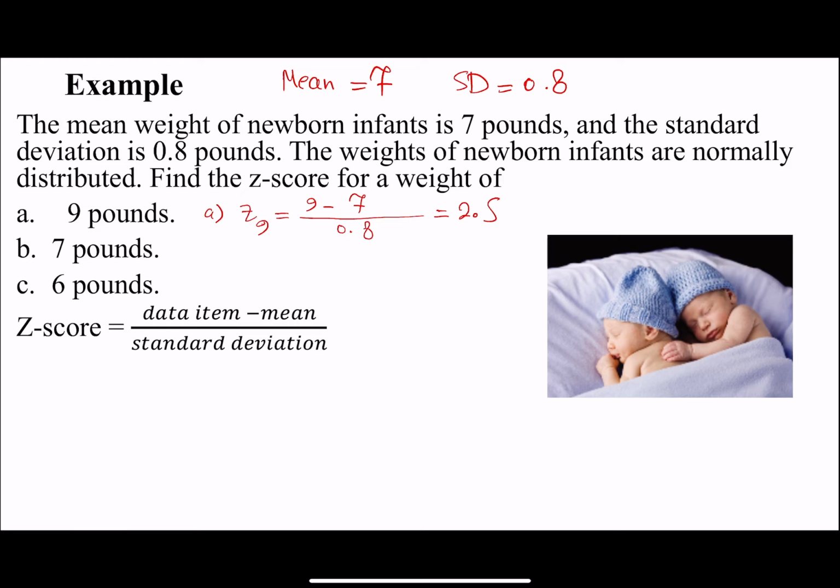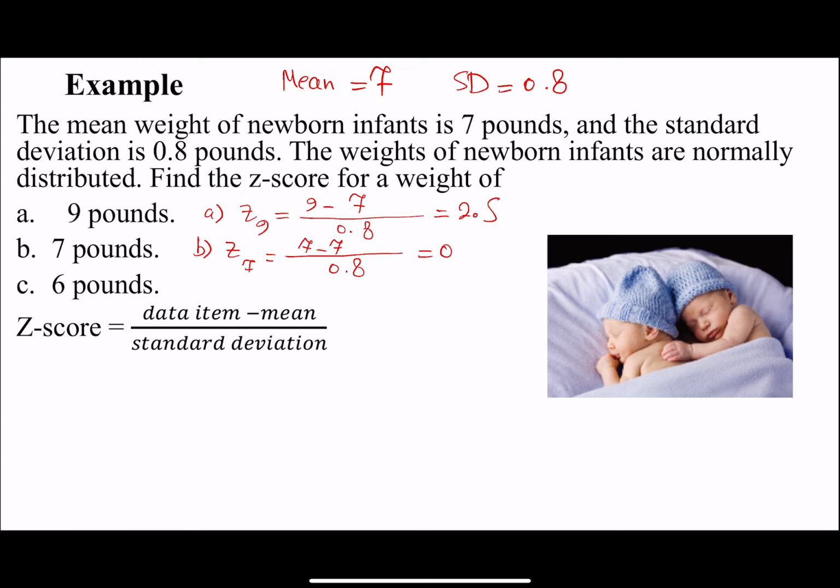Part B, it's 7 pounds. The z-score for 7 pounds is your data item, which is 7, minus the mean value, which is 7, over the standard deviation 0.8. 7 minus 7 is 0. 0 over 0.8 is 0. So the z-score of the mean value is 0.